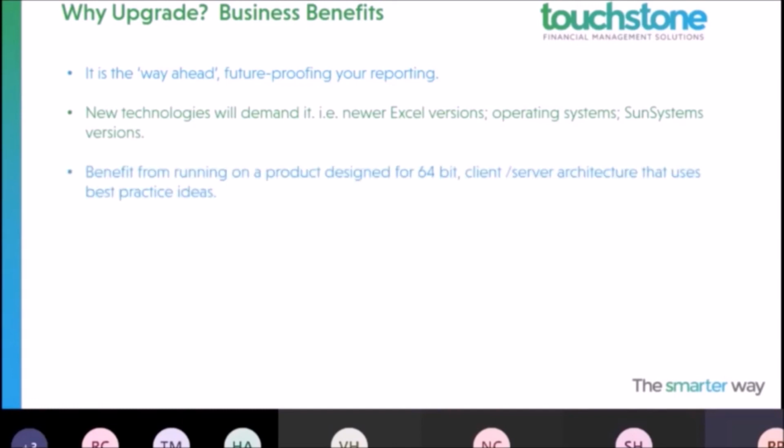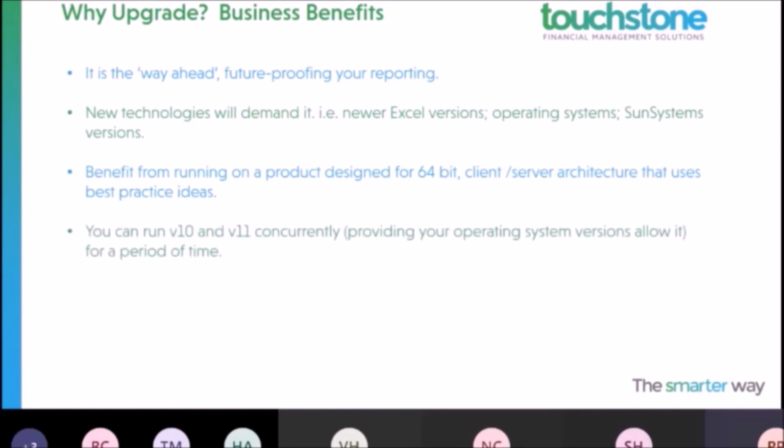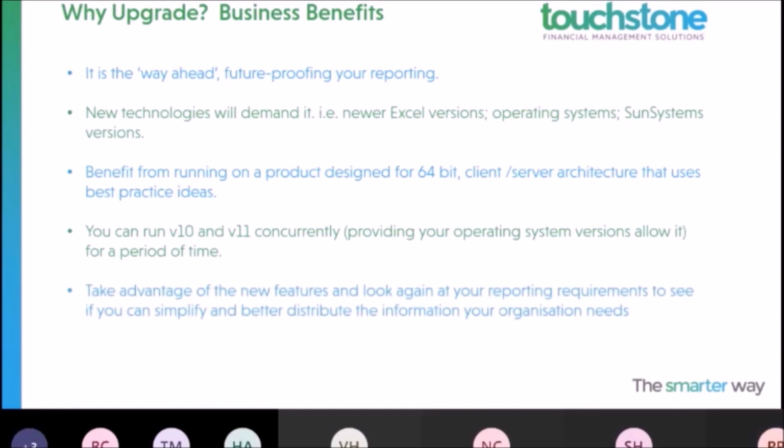It also means, however, that you can benefit from running on a product that's been designed for 64-bit client-server architecture. So it's not just a rehash of the old product. It's not just a kind of fudge it and make it fit to the new technology. It's actually been designed for this purpose, so it's going to be designed in the most efficient way that it can be done. Big advantage, you can run Q&A 10 and 11 together concurrently on the same machine, with the provisos of the software versions we mentioned before, which allows you a nice long period of time to move to the new version.